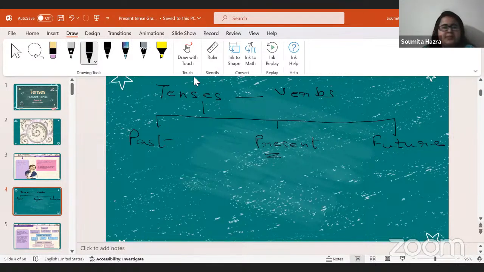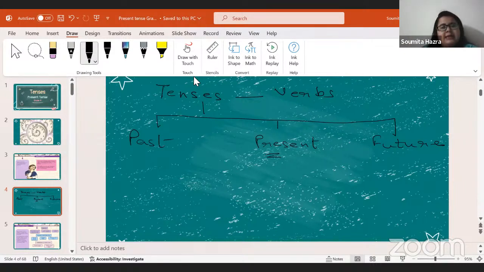I will just revise for 5 minutes before I start discussing the questions. Okay. So present tense. When do we use present tense? We use present tense when something is happening right now. I am teaching right now. You are studying right now. Someone is dancing right now. At the moment, anything that is happening right now, in that case, you will be using present tense.